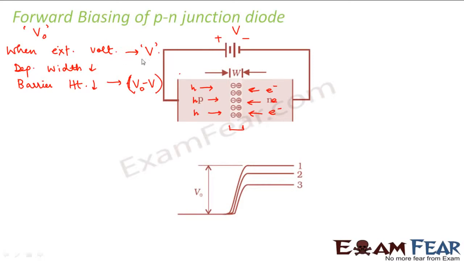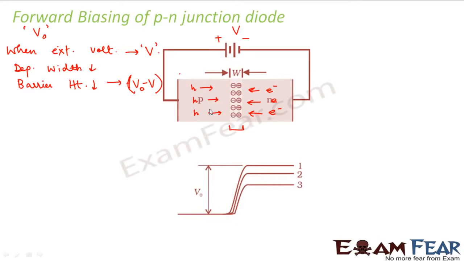Now if the applied voltage V is very small, in that case what will happen? The width will reduce a little bit. There will be a slight decrease in the depletion width. Therefore, when the width reduces a little bit, a little more electrons will be able to pass the junction, a little more majority carriers will flow across the junction. As a result, the current will also increase a little bit.